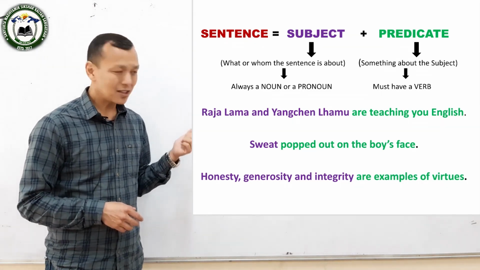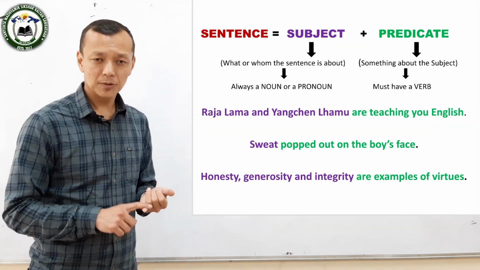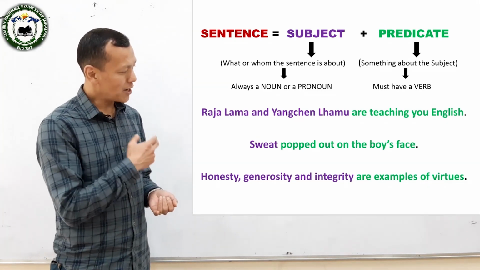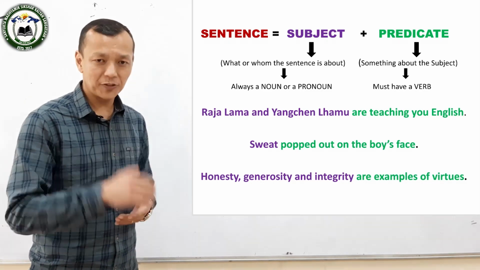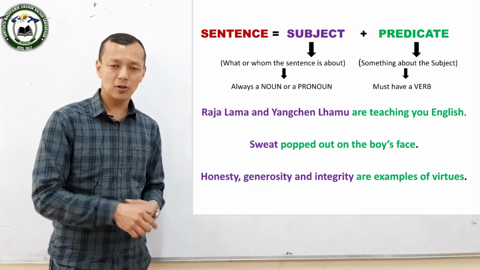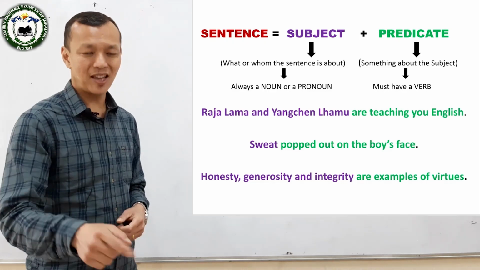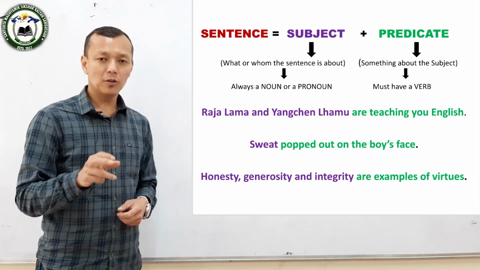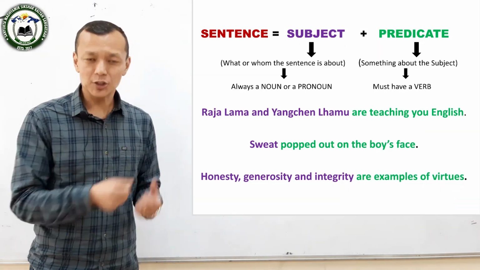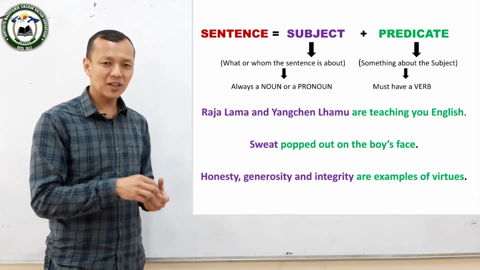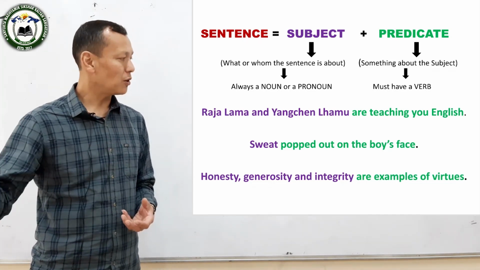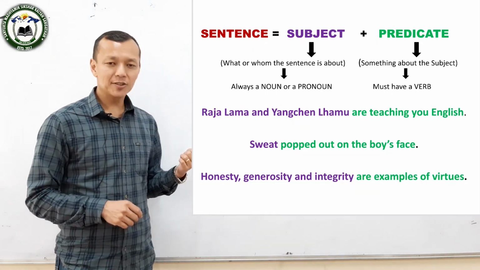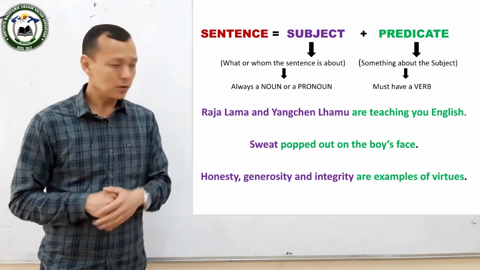First ma Raja Lama, Yangchen Lamu, both of them are nouns, proper noun. Second, third also you will see, sweat popped out on the boy's face. That second sentence is taken from your lesson, from your thank you ma'am भन्ने कथाको sentence हो. Sweat popped out on the boy's face. के को कुरा हुँदैछ? Sweat को कुरा हुँदैछ. Sweat को बारेमा के भनिँदैछ? Popped out on the boy's face. That part is the predicate. So in that second sentence, the word sweat here is a noun.